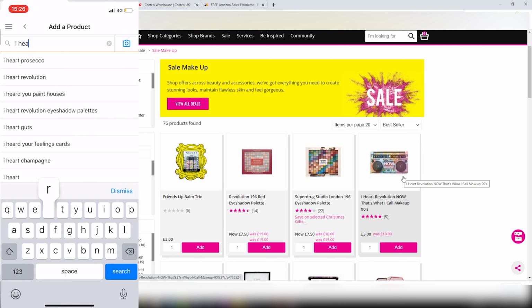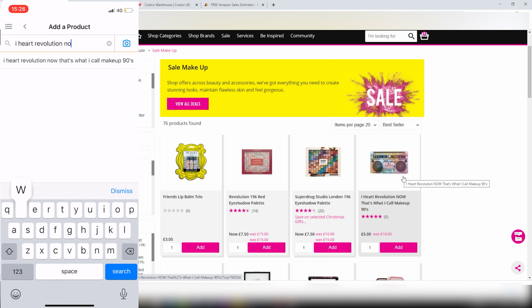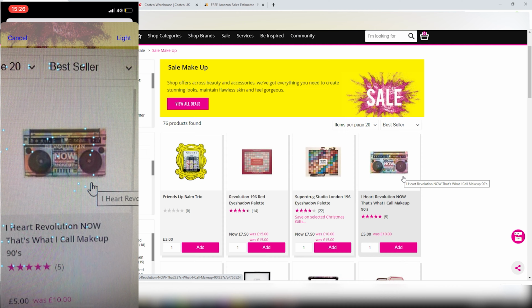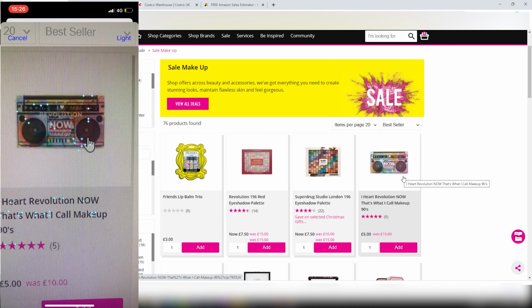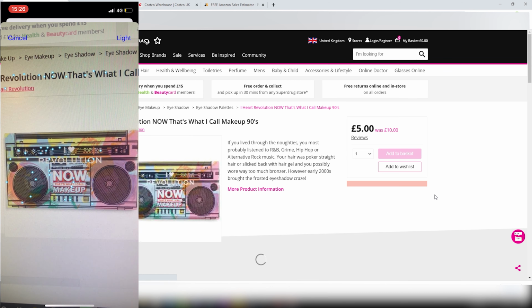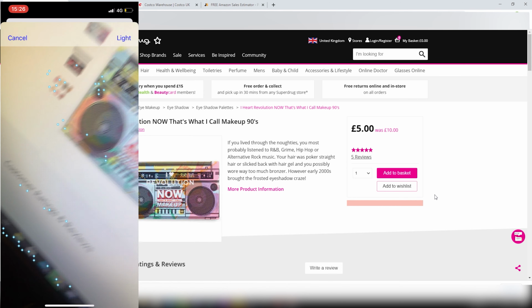So the first thing that caught my eye was this I Heart Revolution makeup kit. It's obviously got the branding for Now Music, so I thought it was something that potentially would be quite popular. However, as you can see, it's 490,000 ranked, so it's not something that generally is popular. I gave the product a quick scan as well, just because sometimes the ASIN can be listed incorrectly, or it may be a duplicate and people are actually selling on another ASIN.